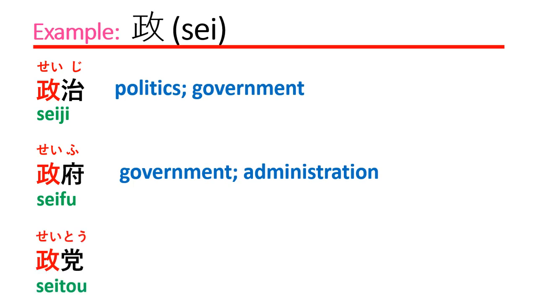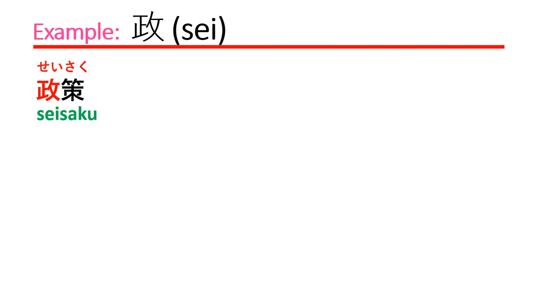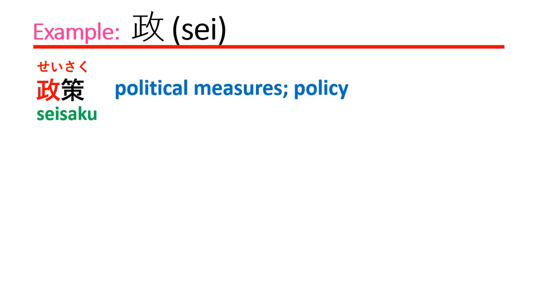The third, seito, means political party. For example, the Democratic Party or the Republican Party in the USA, right? In Japanese they call it seito. The next, seisaku, means political measure or policy. When you have a seito, a political party, you should have a seisaku. It means the policy of the party. Seito no seisaku means the policy of the party.